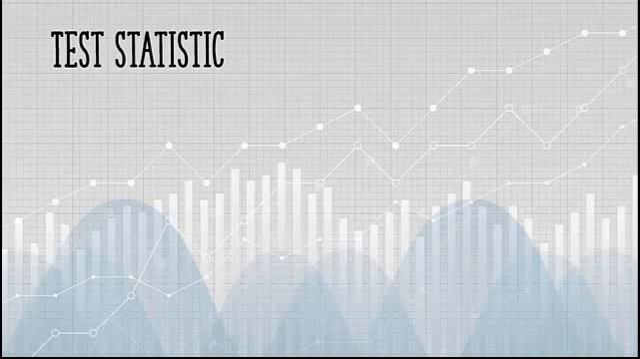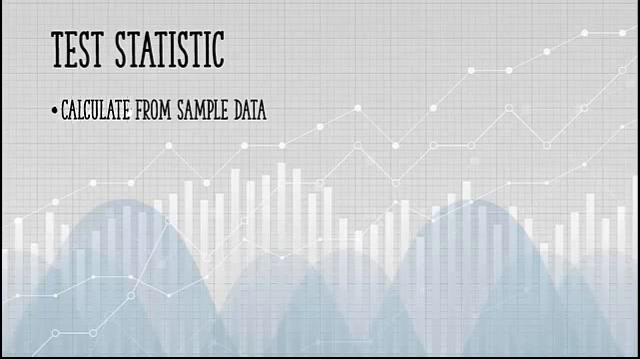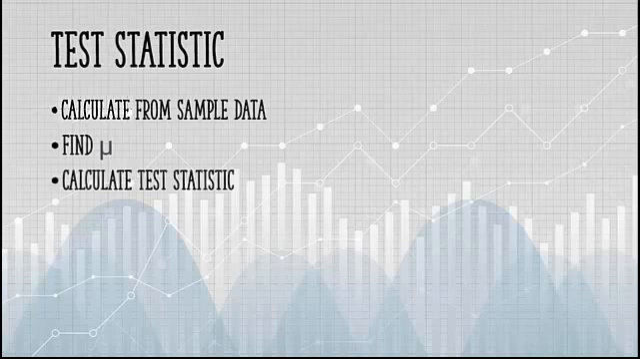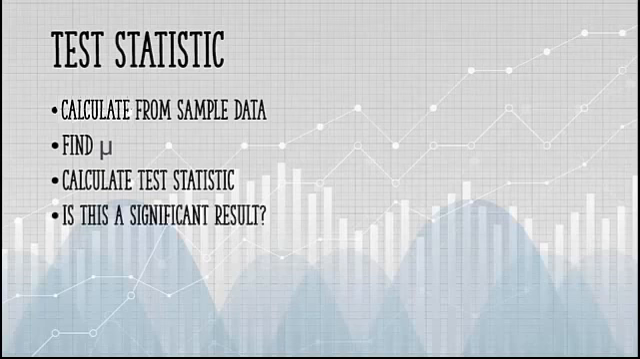For that, we use a test statistic. A test statistic is calculated from sample data. Going back to our classroom problem and our test results, what you could do is just sample a few students at a time, find their average test result, and from that you can calculate a test statistic. Once you've calculated that test statistic, you can ask yourself, are your results significant? Your test statistic will tell you where to draw that line.